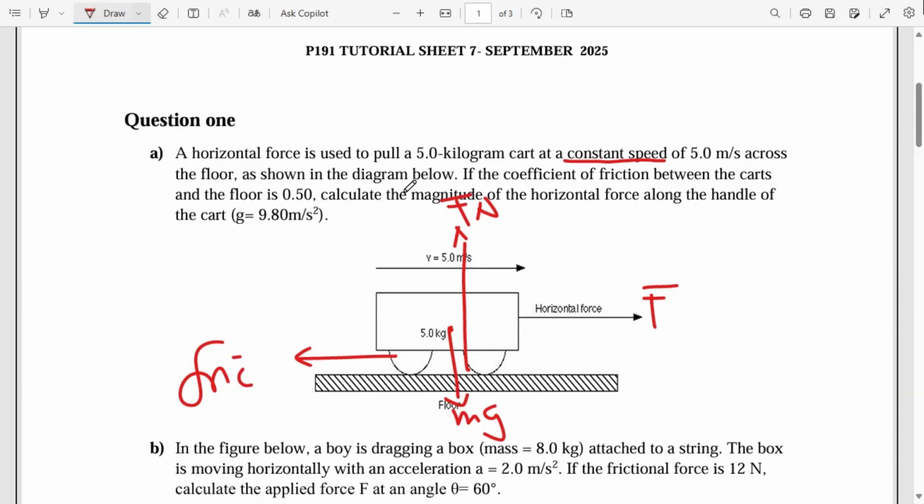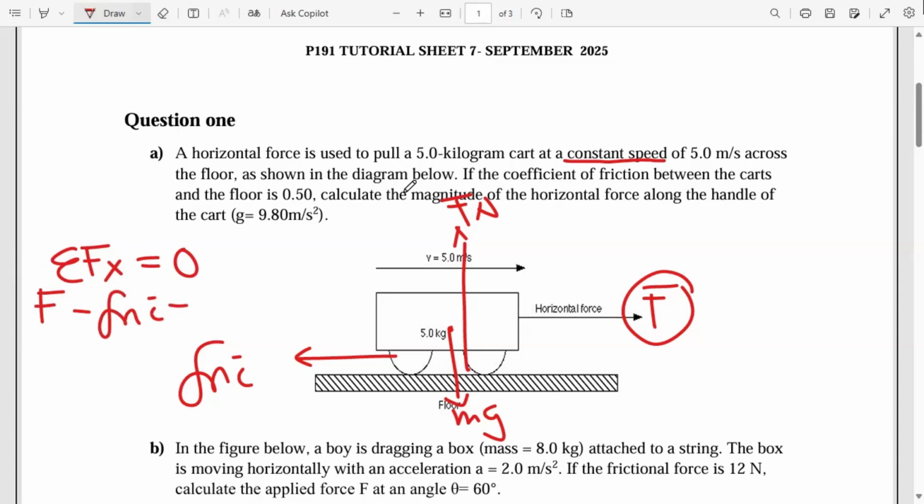Our job is to calculate the magnitude of the force that is pulling this object. Since they've said the speed of this cart is constant, that means there's no acceleration, which means the summation of forces in the x-axis, where there is our motion, should be equal to 0. Meaning F, the force pulling the object, minus the force of friction gives 0. So the force pulling this object will be equal to the frictional force.